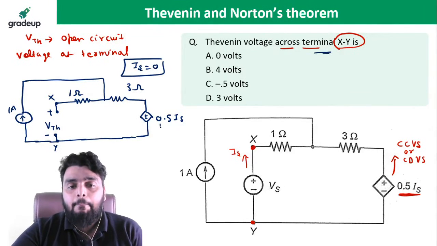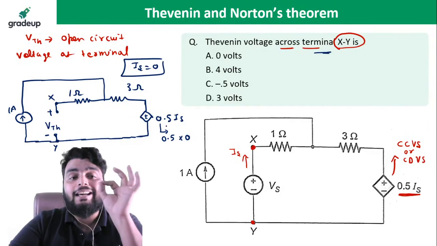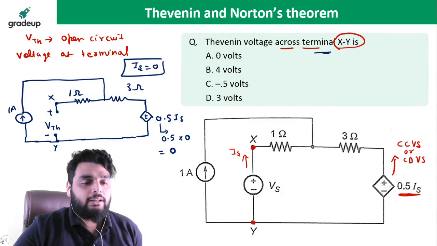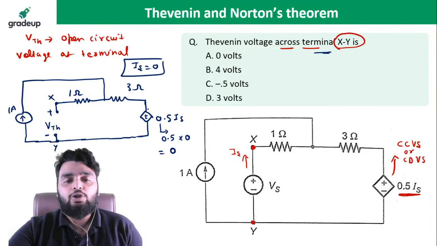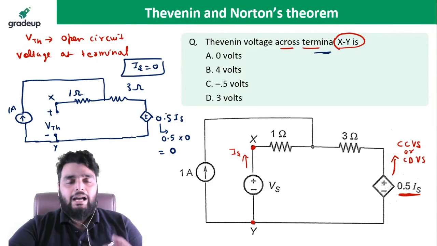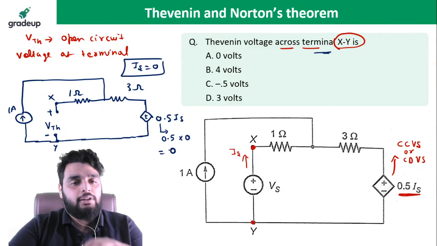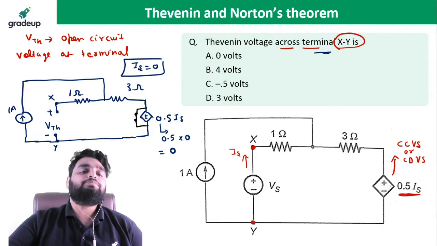It means the magnitude of this becomes how much? 0.5 multiplied by 0, because the magnitude of this voltage source depends on the current IS. So it becomes 0. What is the meaning of 0 voltage? It means short circuit. If a voltage source has a magnitude of 0, it also means that voltage source is a short circuit.